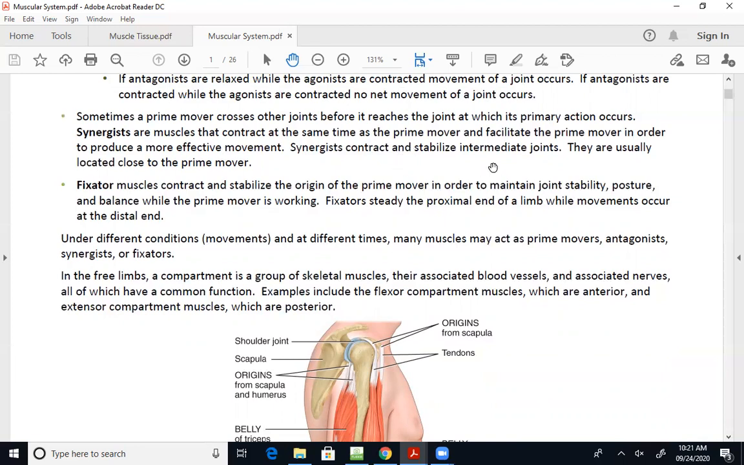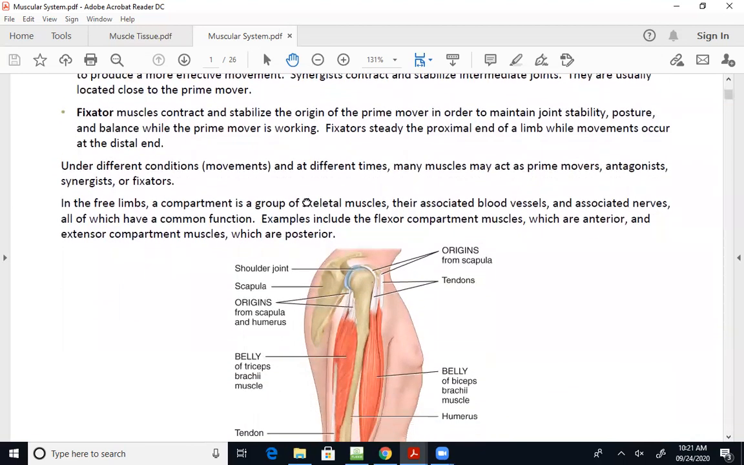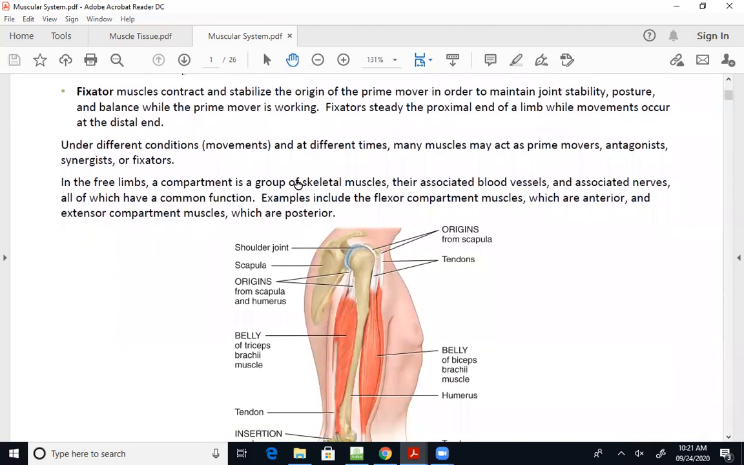Okay. They contract and stabilize intermediate joints, so they would help hold the scapula in place, located close to the prime mover generally. Fixators contract and stabilize the origin of the prime mover in order to maintain joint stability, posture, and balance while the prime mover is working. In other words, they stabilize the proximal end of a limb while movements occur at the distal. So in other words, they help hold or fix. A fixed joint means it's not moving, like the shoulder in this case.